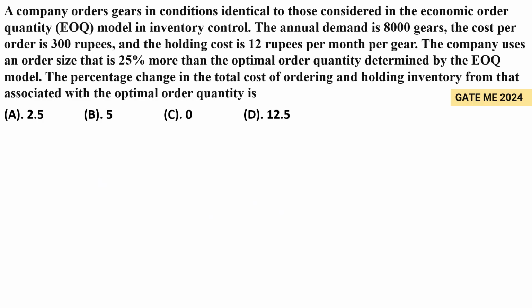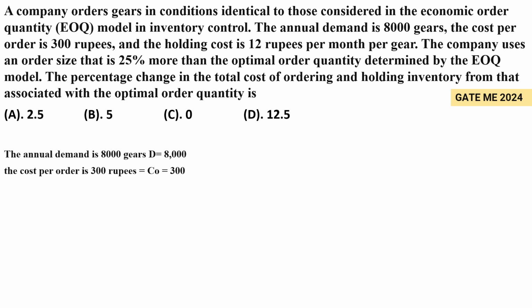A company orders gears in conditions identical to those considered in the economic order quantity model in inventory control. The annual demand is 8,000 gears. So here it is given the annual demand. Let's consider capital D equal to 8,000. Cost per order is 300 rupees. So ordering cost C0 equals 300 per order, and holding cost is 12 rupees per month per gear.